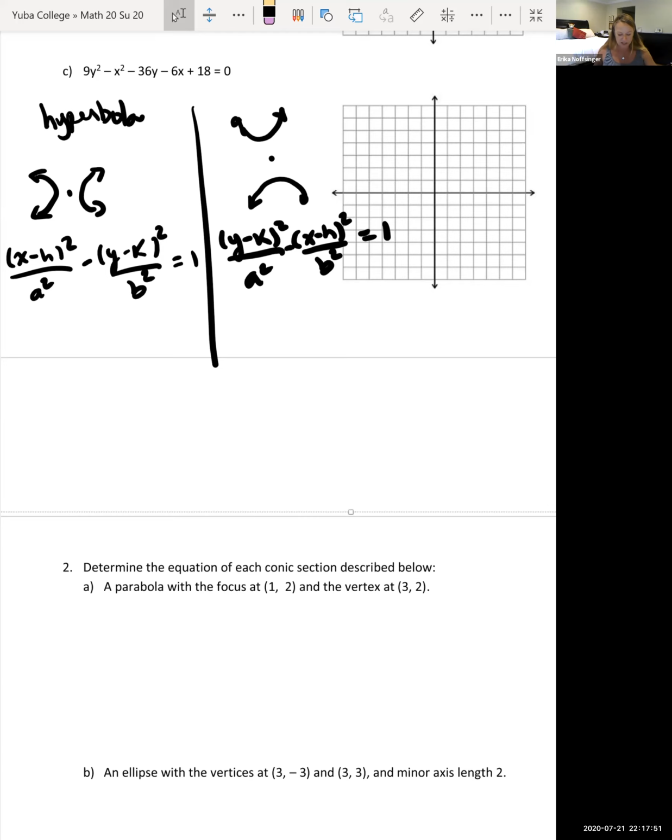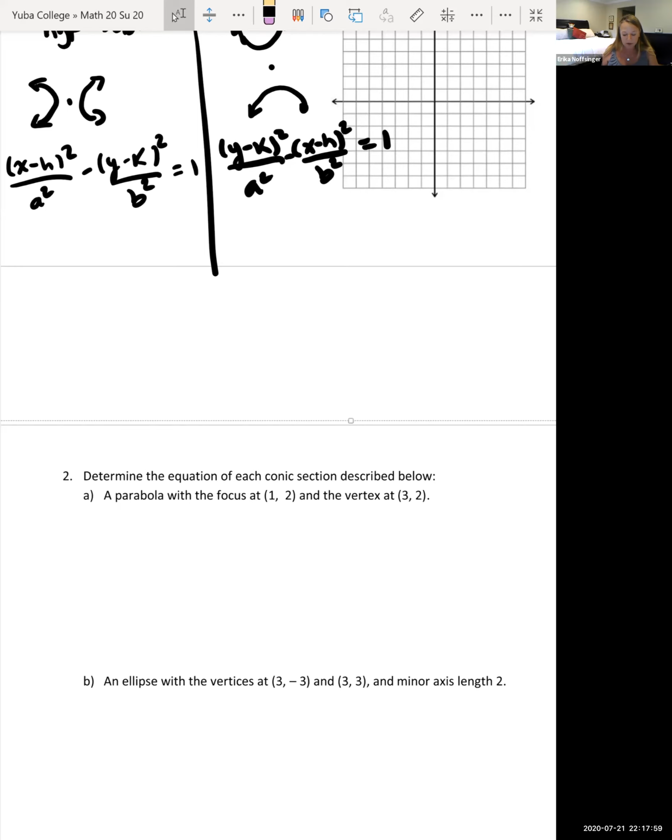So the next question is determine the equation of each conic section described below. So it's a parabola with a focus at (1, 2) and a vertex at (3, 2). For these problems where it's a conic section and they give you information about that conic section, the best thing to do is to graph what they give you, because from there you can figure out what direction your conic section is going and then which generic form of the equation you're going to use.